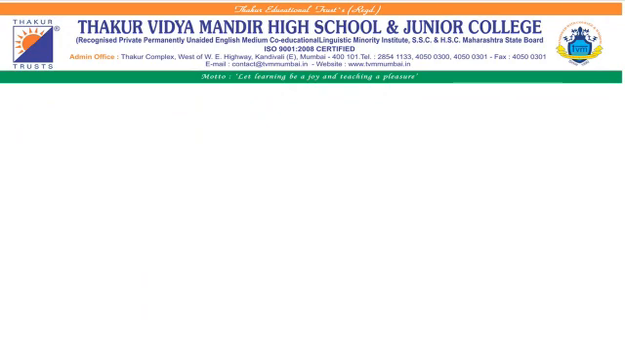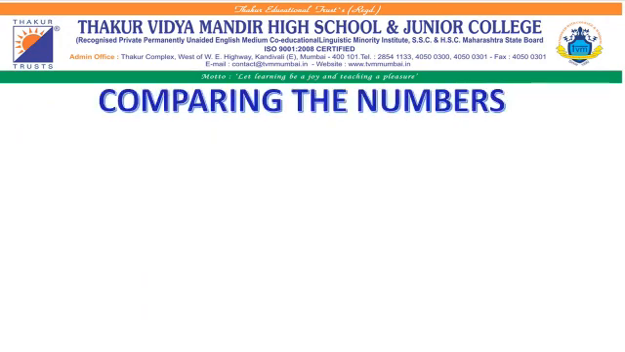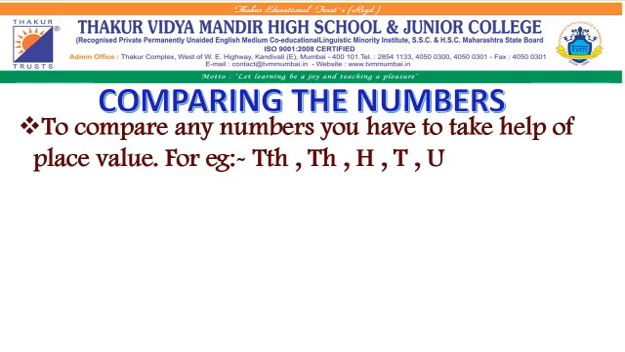Students, let's move to our next topic, that is comparing the numbers. Children, we can compare the numbers only when we have two numbers or more than that. But for this, we have to follow certain rules. The rules are as follows. To compare any numbers, you have to take help of the place value. For example, 10,000, 1,000, hundreds, tens, units.